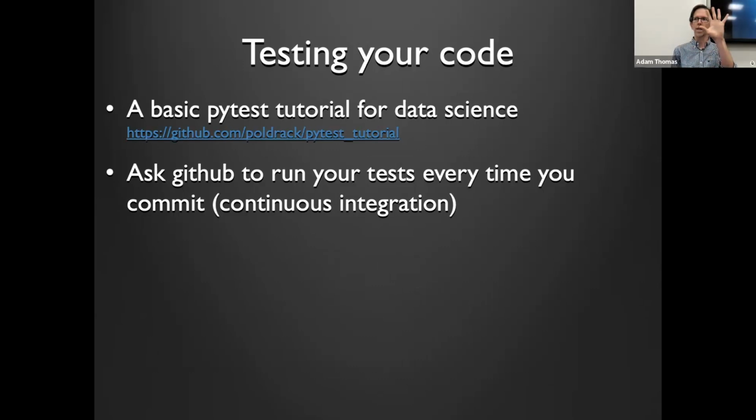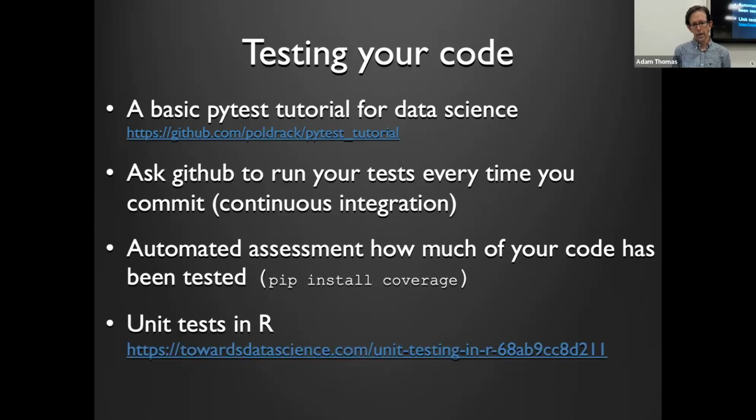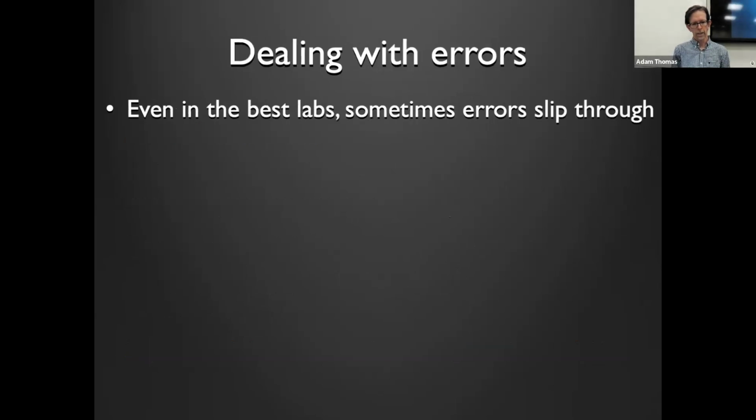And you get little flags that come up that passed the test or didn't. So that sort of takes some of the weight off you and also makes it easy for everyone else to see that your tests are passing. And you can also automatically assess how much of your code has been tested with a Python module called coverage. And this is not just Python. Unit tests are available in R or whatever language you're using. Testing is a universal thing that can be done.